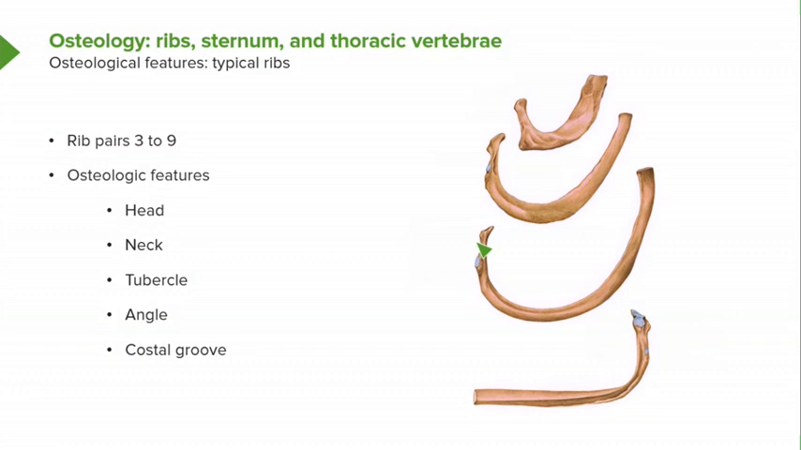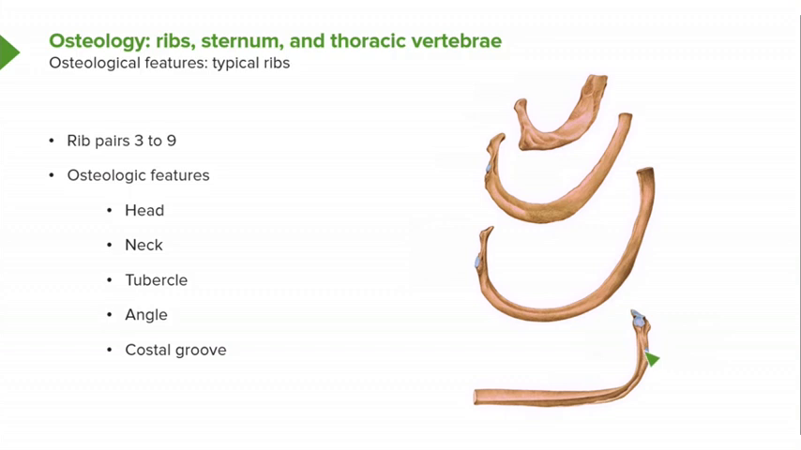The typical features would include a head, and there are two articular facets to the head of a typical rib. Just distal to the head, the rib will narrow, and for a very short distance, you will have what is known as the neck of the rib, also shown in the illustration above. And then just distal to the neck of the rib, there will be an expansion of the rib, and this expansion is known as a tubercle.